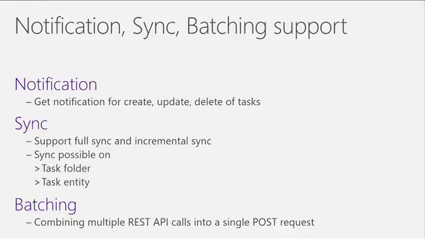Sync. We support sync on both the task entity as well as on its folders. Apps can request full synchronization, where you can retrieve all the tasks in a folder, or incremental sync, where you retrieve only the data that was changed since the last sync. And now, batching. Using batching, you can group together multiple different requests of different type. The request may or may not be related to the task APIs. This will help you greatly reduce the client-server connection overhead.